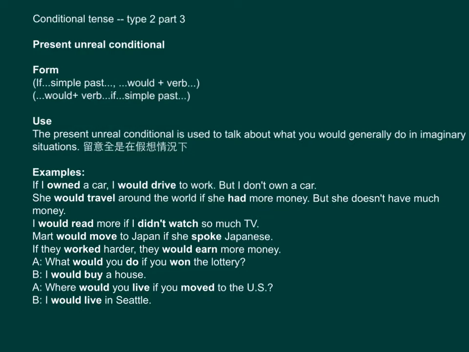A. What would you do if you won the lottery? B. I would buy a house. A. Where would you live if you moved to the US? B. I would live in Seattle.